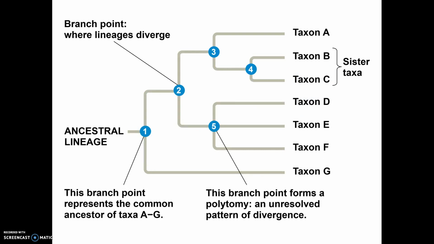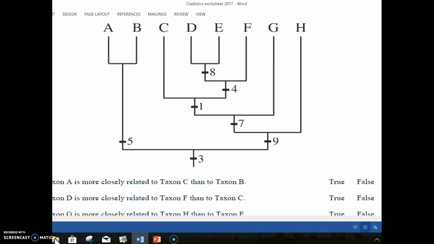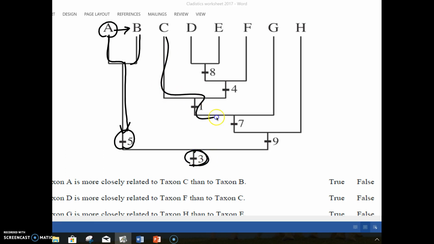Now, I did a couple problems the other day on a worksheet, so I'm going to go back over to that. All right, so we're back here, this is the worksheet that I gave you guys. So if we look at number 1, I apologize, it's broke off a little bit. Taxon A is more closely related to C than to B, and it's a true-false question. So if I track A, we can see this is going to be false, because A and B track back to 5, but A and C, you have to track all the way back to 3 to unite A with C. So this would be false.